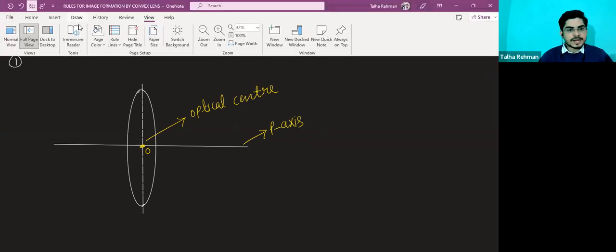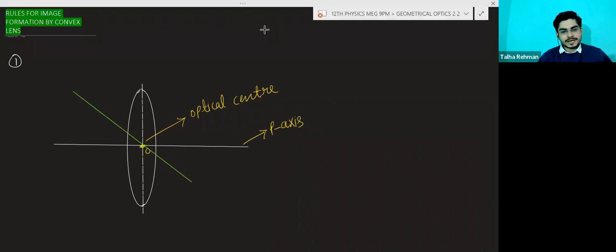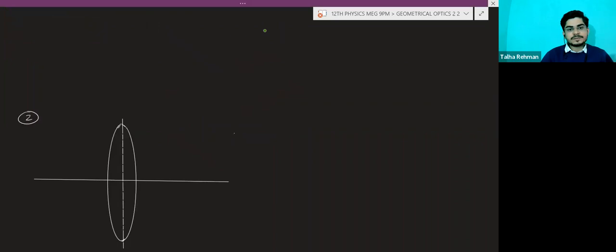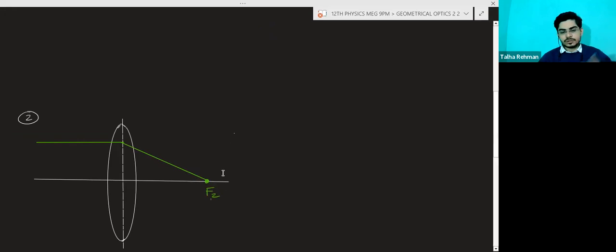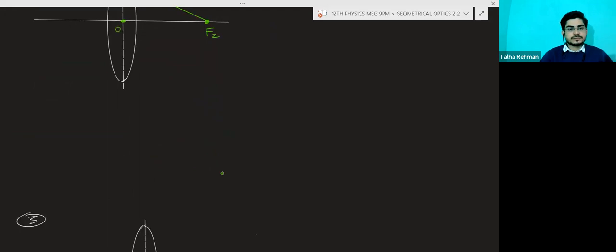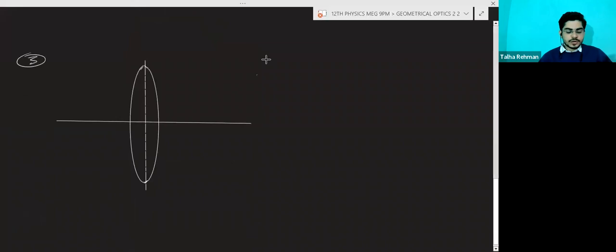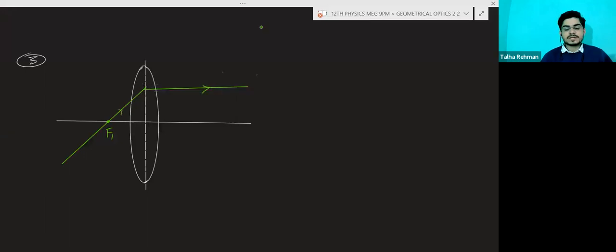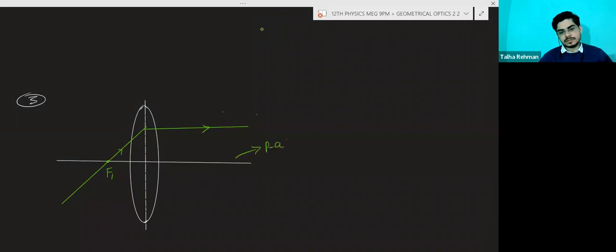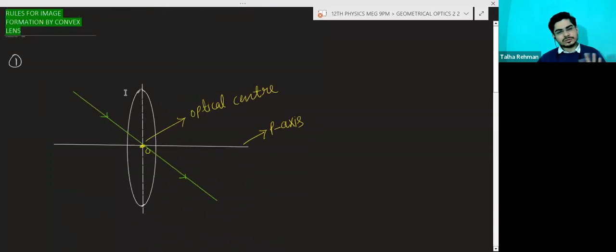First rule: if a ray of light is passing through the optical center, it will pass straight. This rule we already know. Second rule: if a ray of light is parallel to the principal axis, it will pass through the focus after refraction, meaning the second focus or principal focus. Last rule: if a ray of light is passing through the first focus, after refraction from the lens, it becomes parallel to the principal axis. So we have only these three rules, and obviously we will use only two of these rules to form the image.